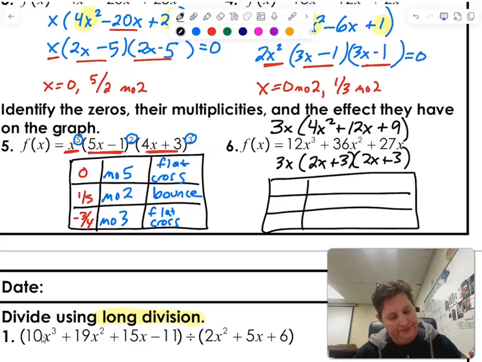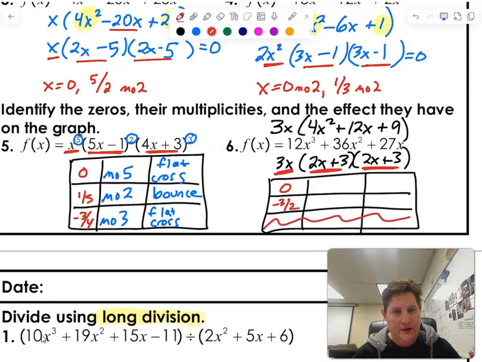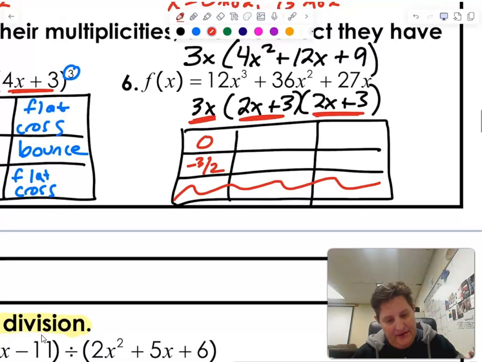Okay, so the zeros on here are 0, -3/2, and -3/2. We don't use that row, okay? And the 0 has a multiplicity of 1, and the -3/2 has a multiplicity of 2 because we saw that twice. So it's going to do just a normal cross here. And this one will have a bounce.